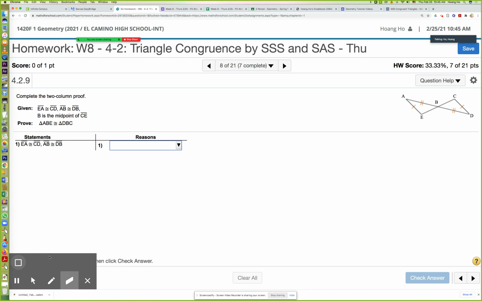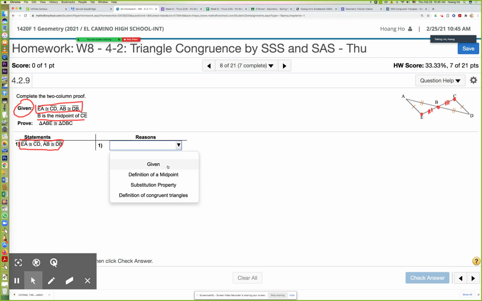All right. Next question, same thing happening. B is a midpoint of CE. So CB is equal to EB. Therefore, these two triangles have to be congruent by side. First of all, you have EA equals CD, AB equals DB, which is exactly right here from given. So the reason I should choose is given.